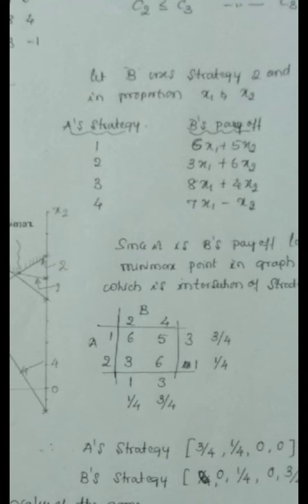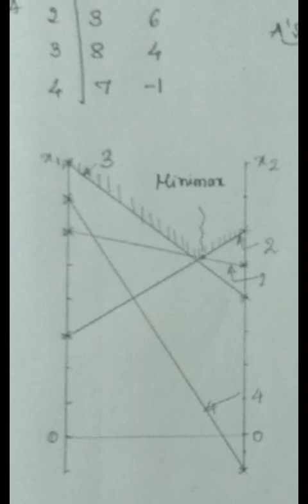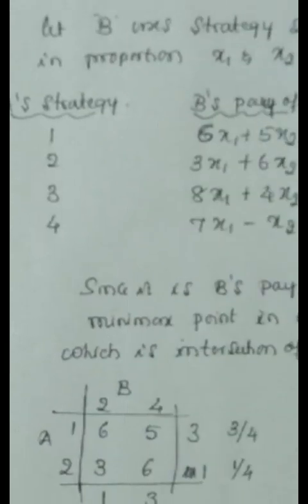Now we should represent these on a graph. Draw 2 parallel lines, and draw one reference line, that is 0. Consider them one by one. 6x1 + 5x2: locate 6 on x1, 5 on x2, draw a line, and call it 1. Similarly, 3x1 + 6x2: locate 3 and 6, and call it 2. Mark the third and fourth strategies as well. Draw the lines representing the different strategies. Now, this is the payoff for B.